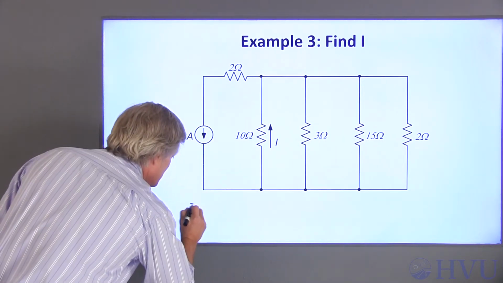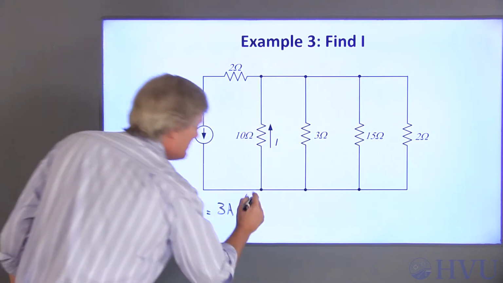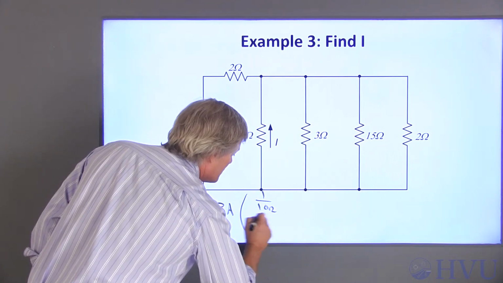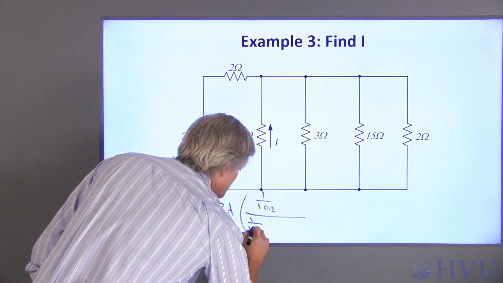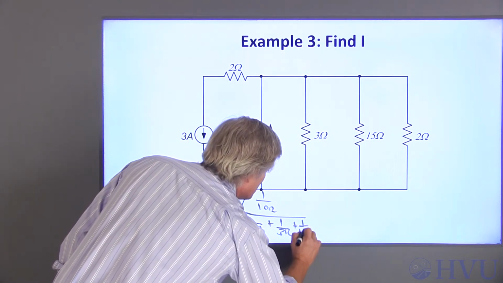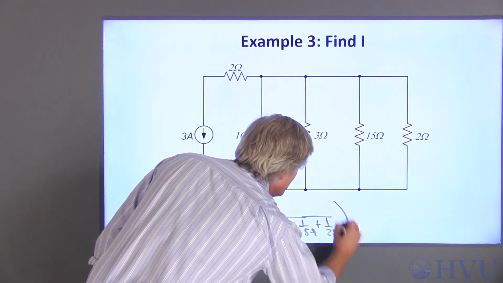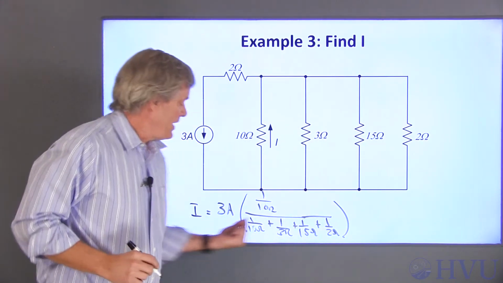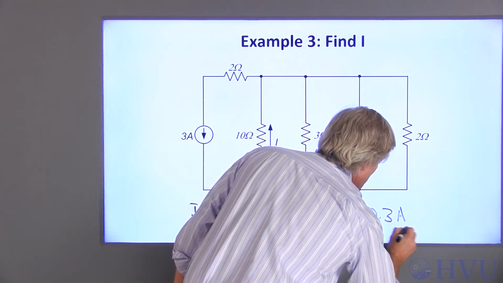So I is equal to the total current, 3 amps, times 1 over 10 ohms, over the sum of the inverses of all the resistances: 1 over 10 ohms, plus 1 over 3 ohms, plus 1 over 15 ohms, plus 1 over 2 ohms. This turns out to be 1/10. 1/10 times 3 is 0.3 amps.